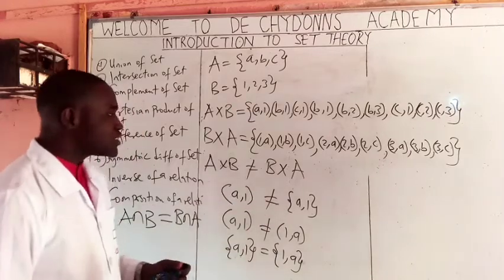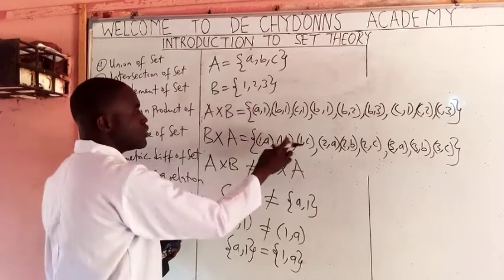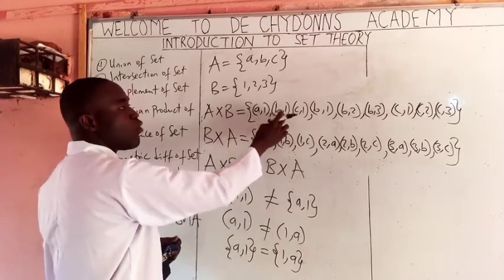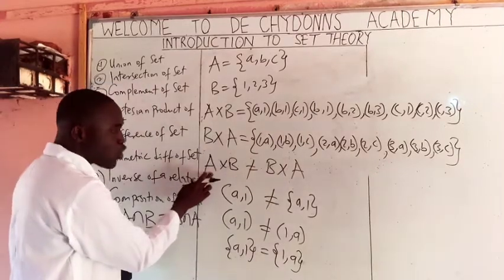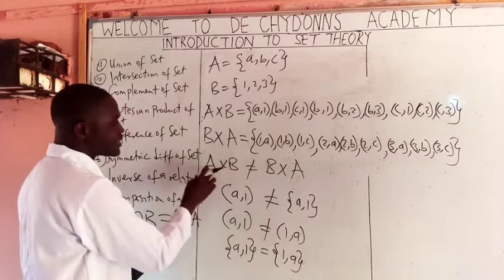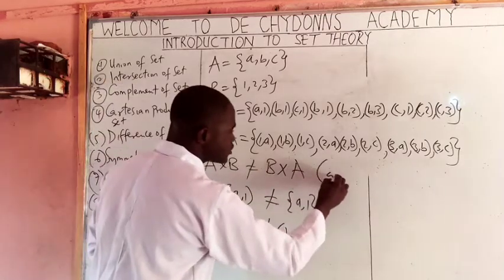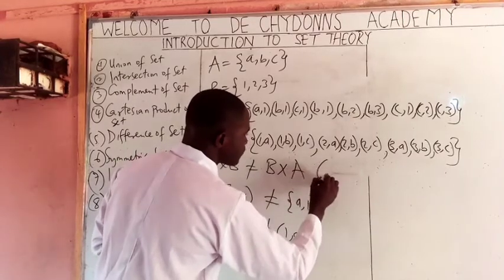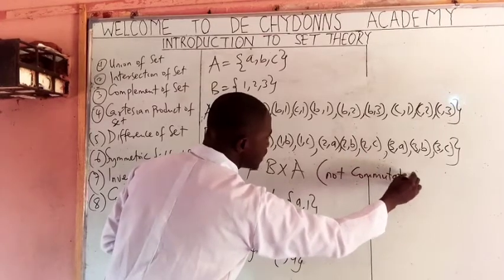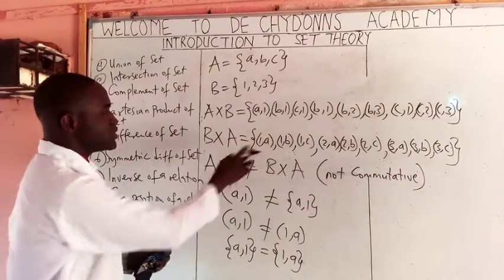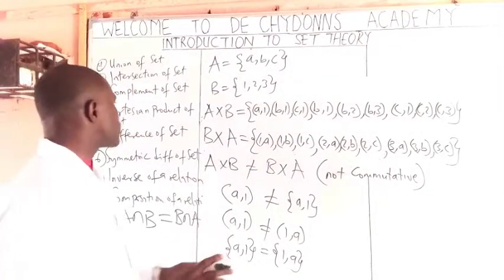So what you now say is that because 1 comma A is not the same thing as A comma 1, 1 comma B is not the same thing as B comma 1, 1 comma C is not the same thing as C comma 1, you say that the cross product of two sets, or Cartesian product of two sets, is not commutative. So they do not obey the commutative law. That is, this one is not equal to this one. That is about Cartesian product of sets.